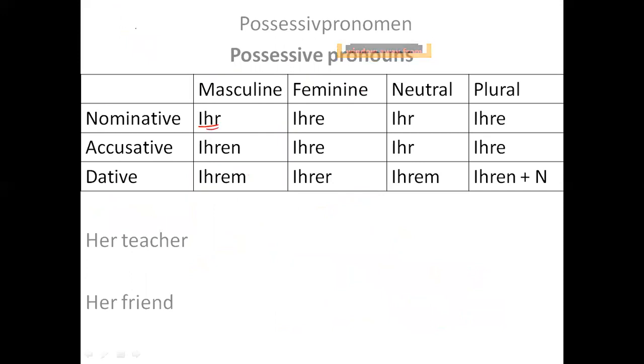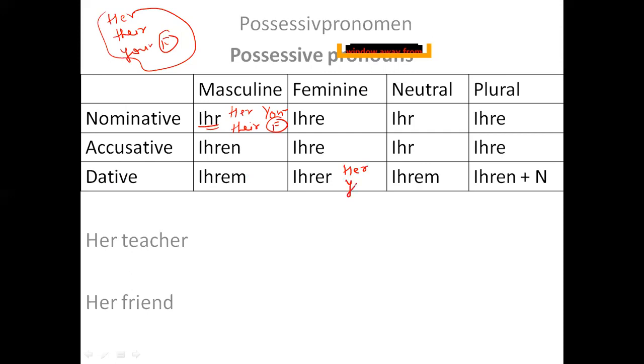So ihr gives you the meaning of her, it gives you the meaning of their, and it gives you the meaning of your formal. So three meanings are there. One is her, second is their, and third is your formal. So all the words in this table give you the same meaning, right? Your formal and their. Now that depends on the sentence. For example, here, her teacher. Now teacher can be male, can be female, right? Teacher can be Lehrer or it can be Lehrerin.